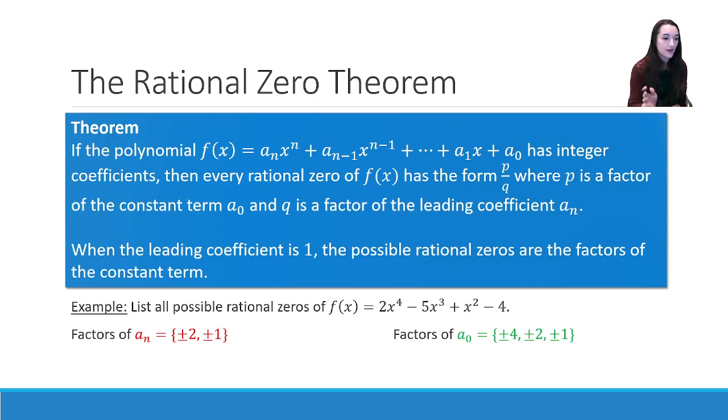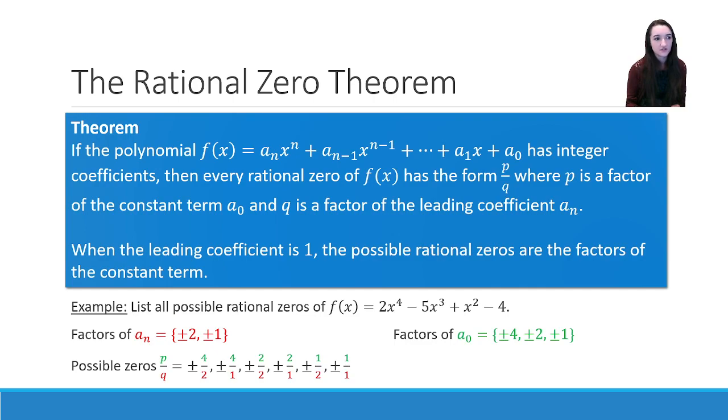Now, by the rational zero theorem, our possible rational zeros are anything that's of the form p over q, where p is a factor of a0, so these are going to be our p's, and q is a factor of an, so these are going to be our q's. So I just need to list out every possible combination of p over q. So that's 4 over 2, 4 over 1, 2 over 2, 2 over 1, 1 over 2, 1 over 1, and their positive and negative forms, like so.